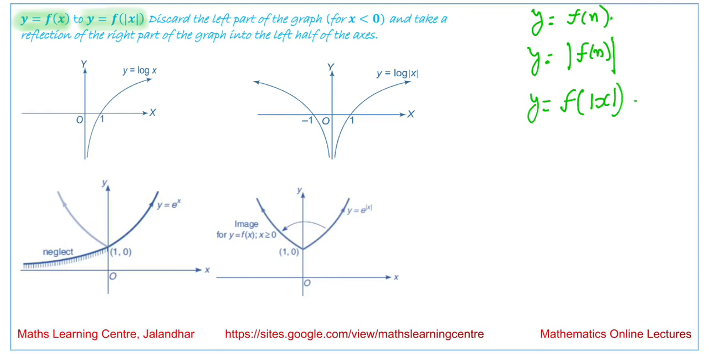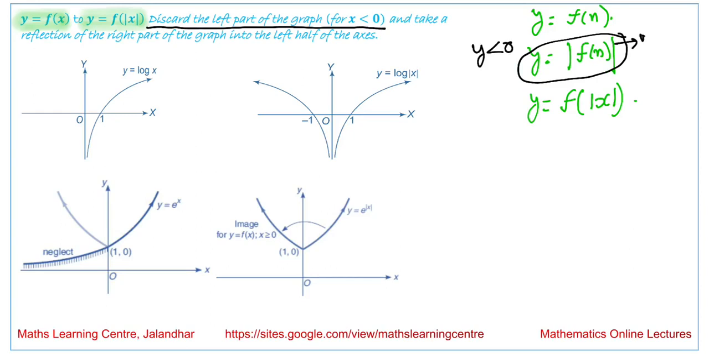So what we have to do over here is discard the left part of the graph for x less than 0. In the previous case, we discarded the part for which y is less than 0 and took the reflection along the x axis. In this case, we discard the part where x is less than 0, and we take the reflection of the right part of the graph into the left half of the axis.